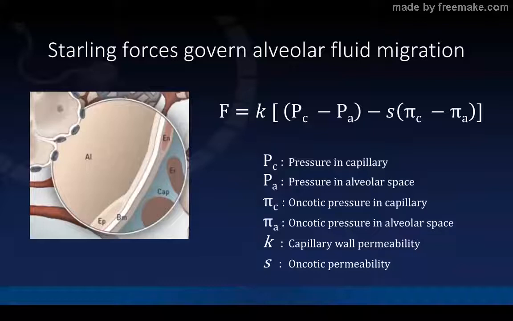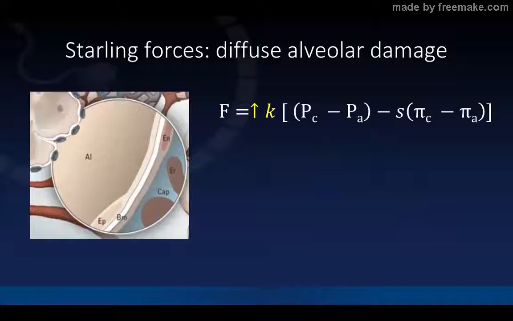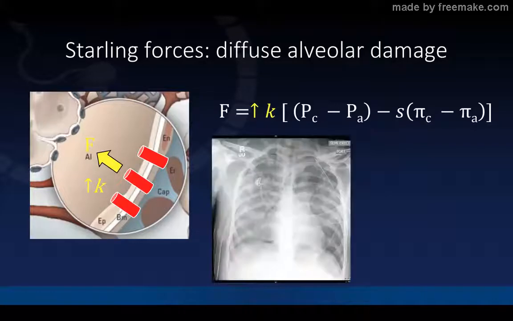Just a brief look at Starling forces governing fluid migration in the lungs. Here is an alveolus, again, the capillary bed here and the interstitium in between. And taking you back to medical school, this is the equation that describes the migration of fluid into the alveolar space. In case of diffuse alveolar damage, when permeability of the basement membrane is increased and holes are formed in the basement membrane and into the interstitium, into the alveolar space, fluid and debris migrates into the alveolar space, producing filling and ground glass.